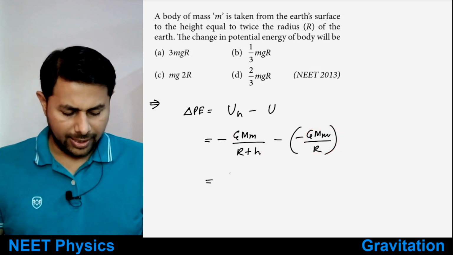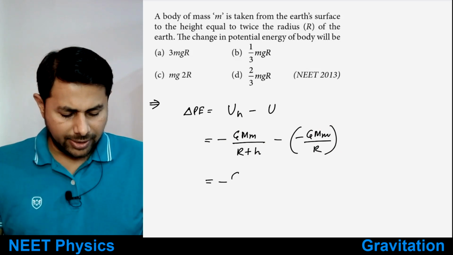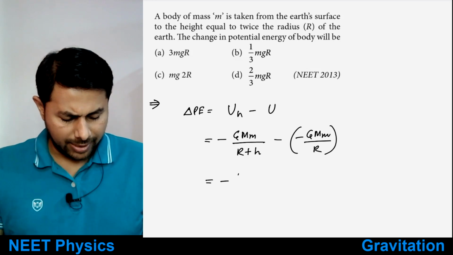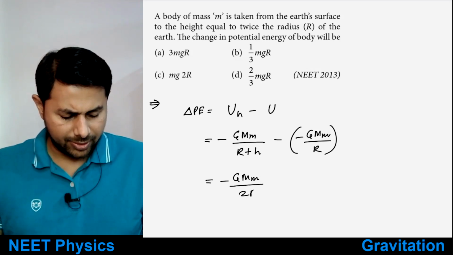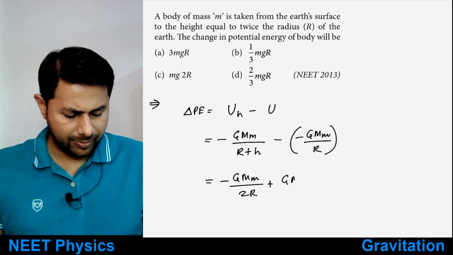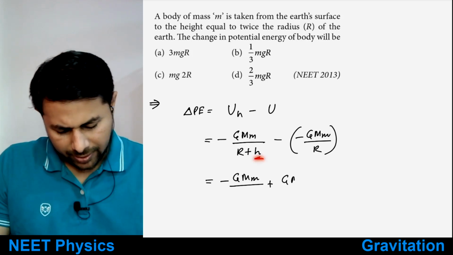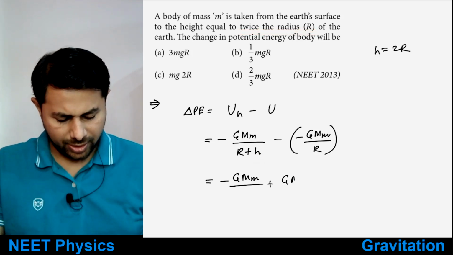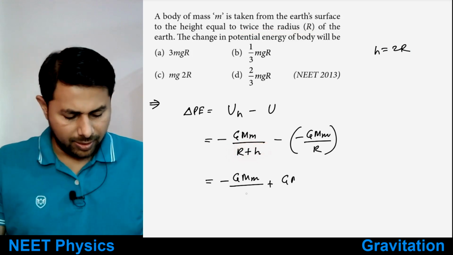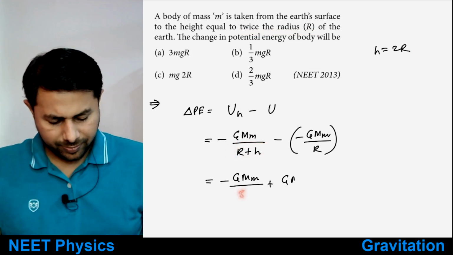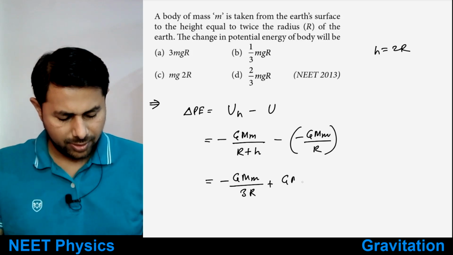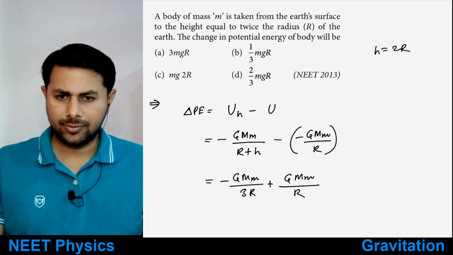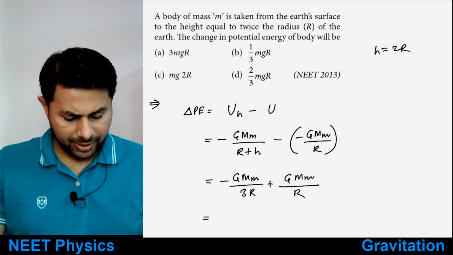And that is equal to minus GMm divided by, how much is the distance? h itself is 2R, so the distance is R plus 2R, which is 3R. So this would be equal to minus GMm divided by 3R plus GMm divided by R, right? So let's check option D.